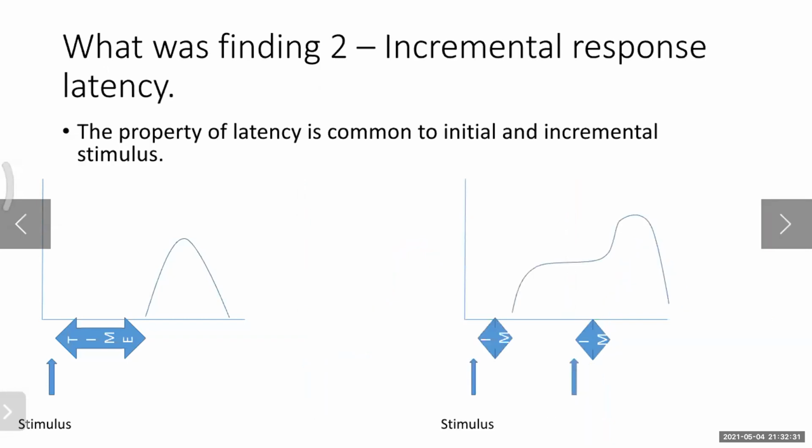So he also did a second one. He also tried applying a stimulus when a response was already coming. And what he found was that when he gave a second stimulus, again there was a time period, a small latency, after which the intensity of the response started increasing. This he called an incremental stimulus. So he found that the property of latency is common to both the initial stimulus and also to the incremental stimulus.